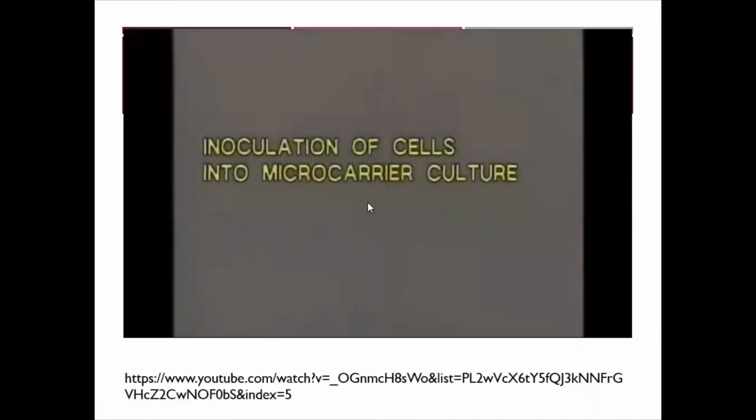Okay, so this is the video I'm showing over here, where you can see how exactly the next step is carried out. See the inoculation of the cells.